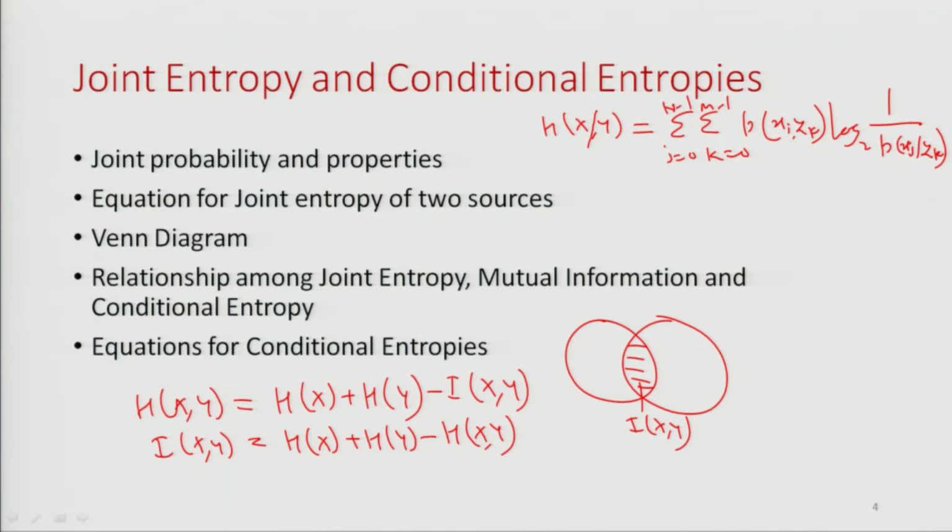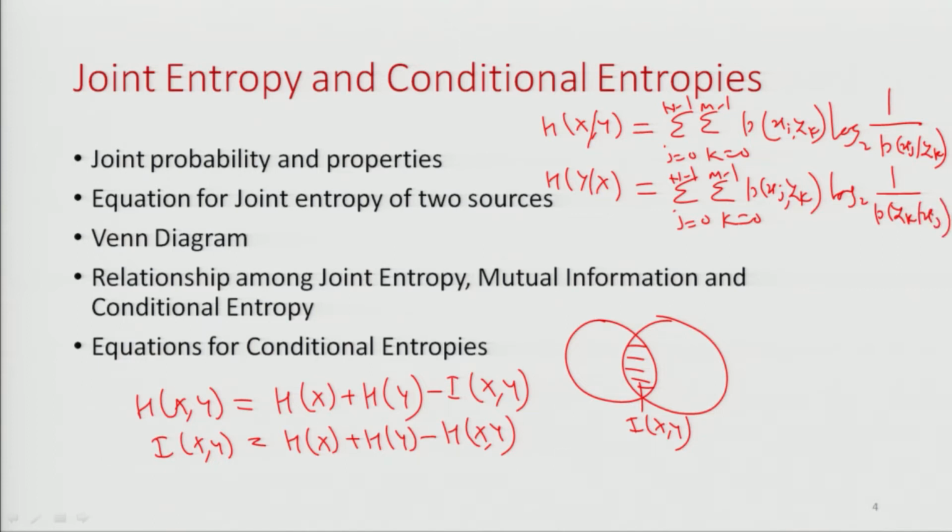Okay. Similarly, we can prove H(Y|X) also, and that can be given as summation over j, summation over k, joint probability into log of base 2, 1 upon P(yk upon xj). Okay. These are the two equations for the conditional entropies. This is the thing.